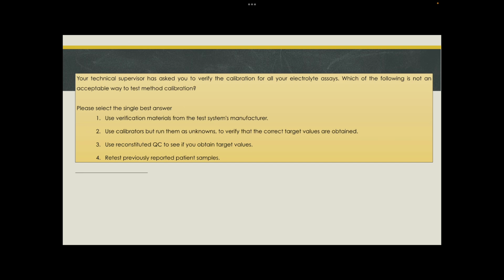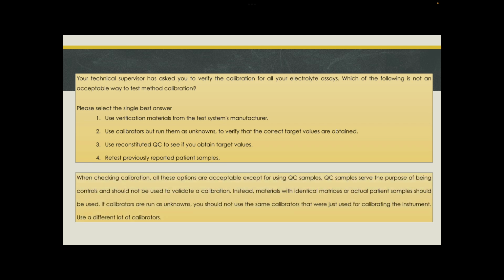The answer. When checking calibration, all these options are acceptable except for using QC samples. QC samples serve the purpose of being controls and should not be used to validate a calibration. Instead, materials with identical matrices or actual patient samples should be used. If calibrators are run as unknowns, you should not use the same calibrators that were just used for calibrating the instrument. Use a different lot of calibrators.